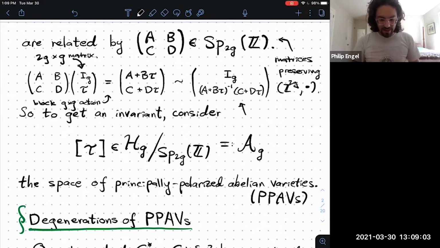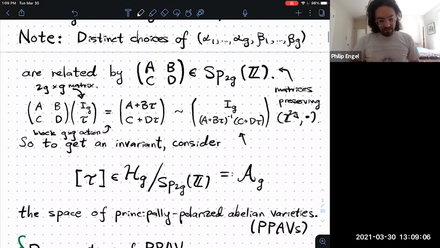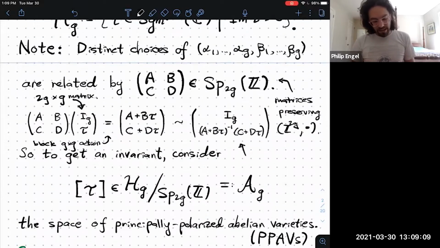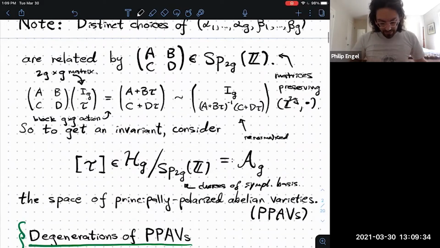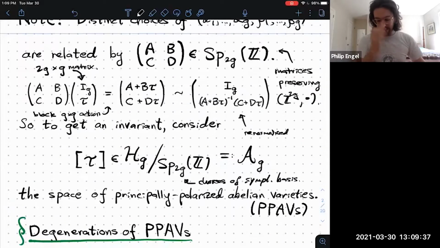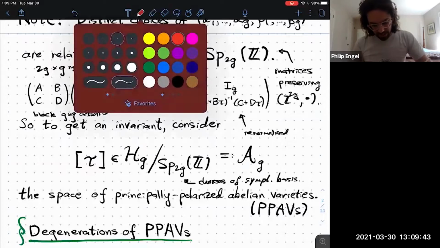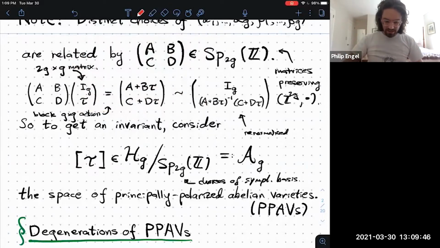All right, so how do we get an invariant of the Riemann surface? Well, we take the period matrix, but then we mod out by the choices. So this is normalized, and then these are the choices of symplectic basis. If we quotient the Siegel upper half space by this Sp2g(Z) action, what we get is the so-called moduli space of principally polarized Abelian varieties.